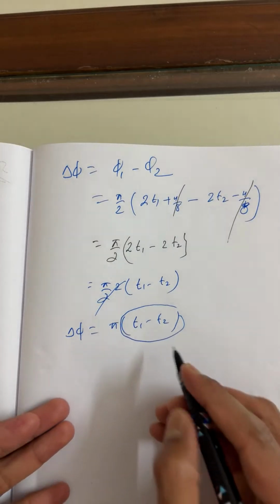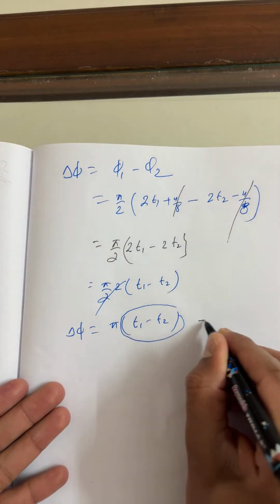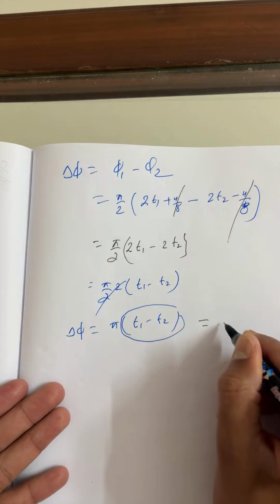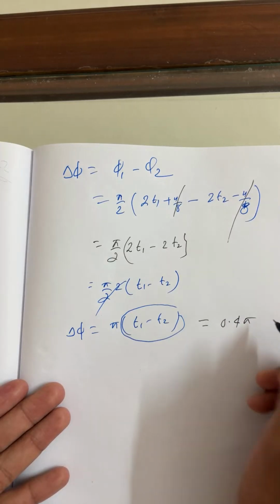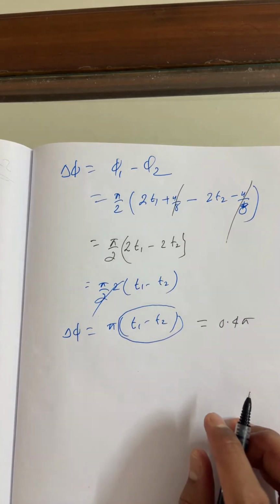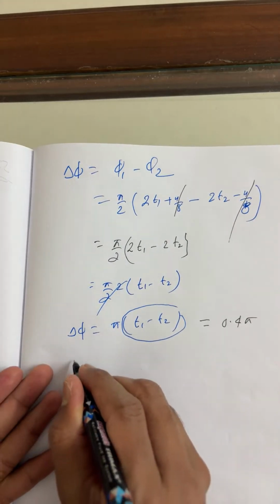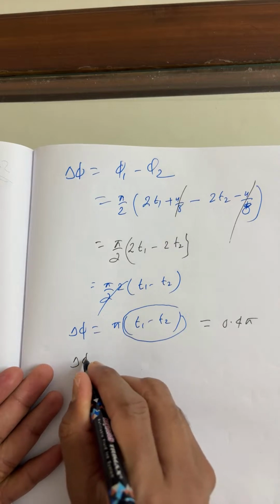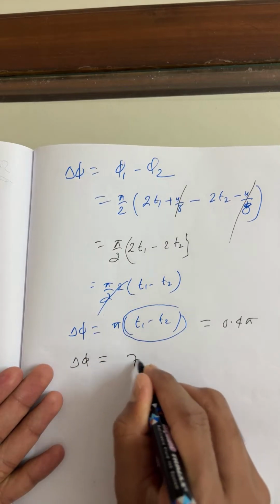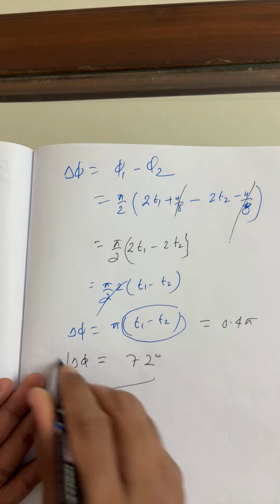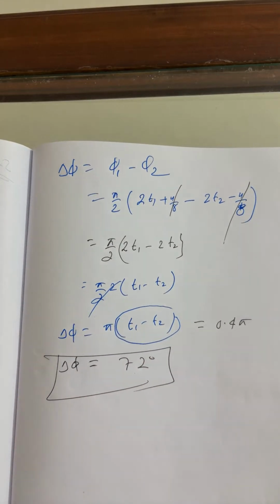Correct, Sagar. So you can say 0.4 times pi. Pi is how much? 180 degrees. So delta phi is 72 degrees. Delta phi is 72 degrees. Right? Okay.